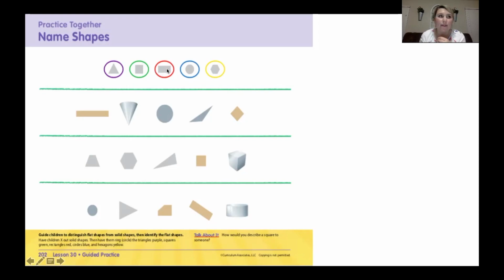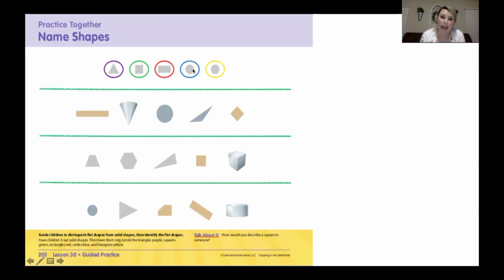And here we have our rectangle. Our rectangle has those 2 long sides that are the same length and the 2 short sides, and it has 4 sides as well. 1, 2, 3, 4. And it's showing us to circle it in red.